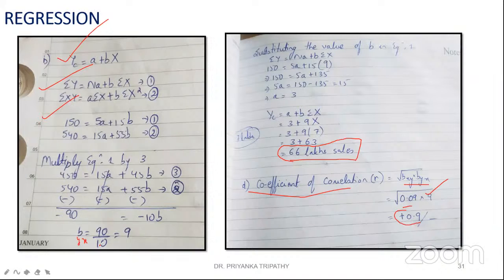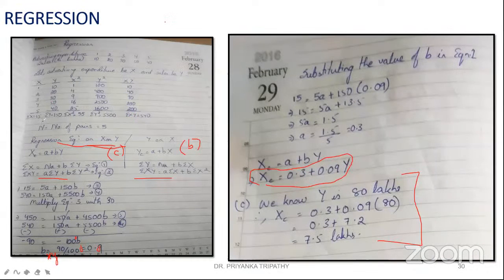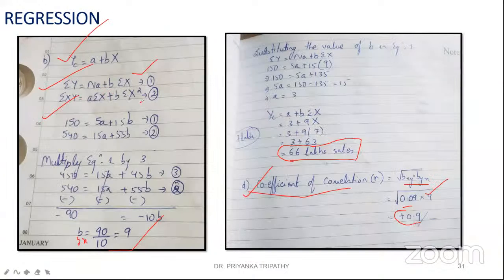Ma'am, the 9 written in the equation in place of B, is it 9 or 0.09? Where? Here in the B equation? Substitute in the first one, second line, sigma y equals na plus b sigma x. So the value of sigma x is 15. Yes, 15, see here. And the value of b? We have to find the value of b. Oh, I have written the 9 after finding it. I found the value of 9 here, B. Okay. And I just substituted. Summation X is 15. Yes, ma'am.